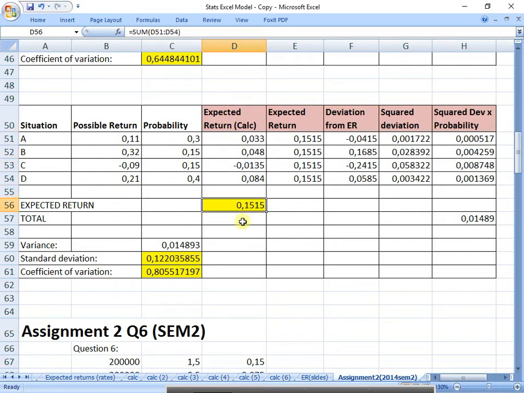Expected return, did you all get 15.5? Yes? Okay, something went wrong with the expected return. This times this gives you that. This times this gives you that. Sum up all of that and you get that answer. My deviation was wrong. Okay, so those are the answers. Just check and see where you went wrong and what went wrong.